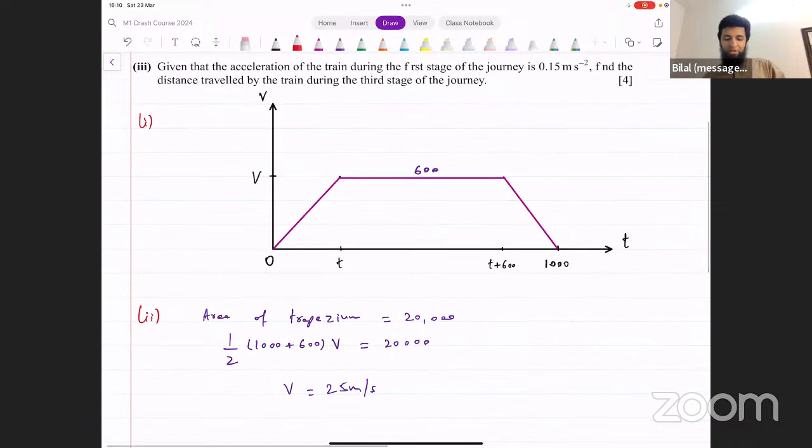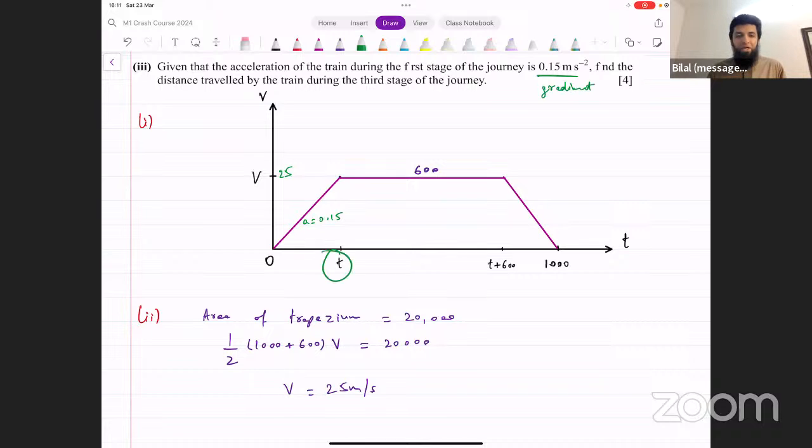Given that the acceleration of the train during the first stage of the journey is 0.15, find the distance traveled by the train during the third stage of the journey. Okay, so now we know that in the initial part of the journey, this is 25 now, this is 25. And we are given that this acceleration is 0.15. How do you find acceleration from this graph? Acceleration of this graph is basically the gradient of this graph. So that means the gradient of the first part of the journey is 0.15.